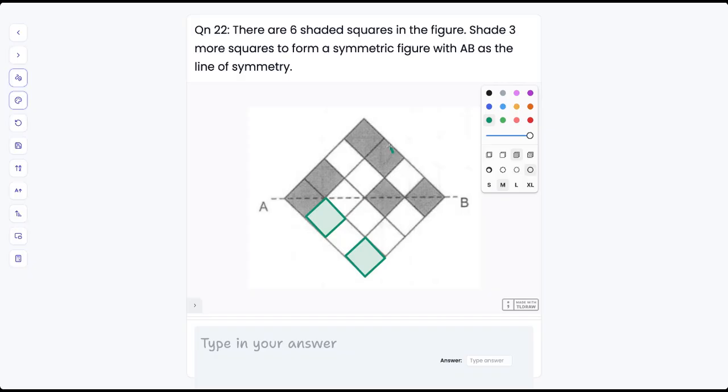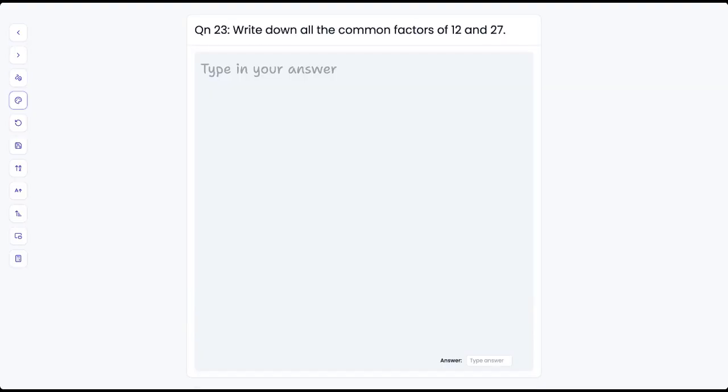Okay, let's move to this one. So that means this shaded part is on the other side, one triangle space away. So we will do the same. One triangle away, we're going to get another of this shaded part as well. And then the rest, in this case over here, are all symmetric. So now this is a symmetric shape, and that's it. All right, let's move on to the next question.